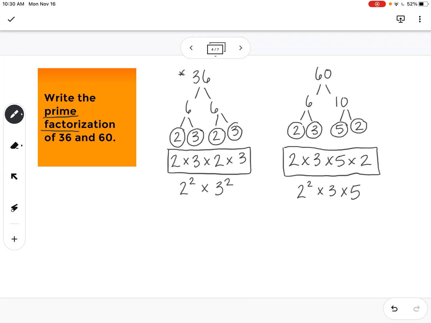So 2 times 3 here would be 6, and 2 times 3 again would be 6. 6 times 6 would give me 36, which was my top number, so I know this is correct. For 60, 2 times 3 would give me 6. 6 times 5 would give me 30. 30 times 2 would give me 60, and I know that's correct as well. That's my top number. And that is how you find prime factorization.